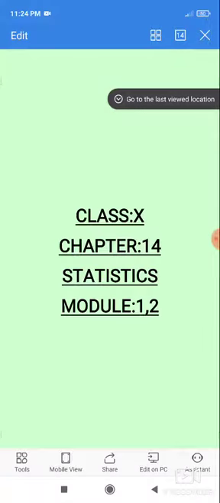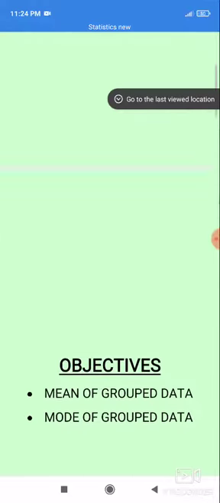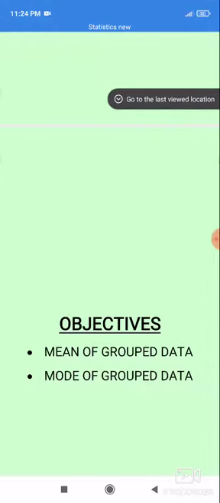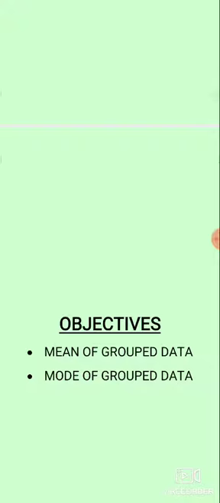Class 10, Chapter 14, Statistics, Module 1 and 2. Objectives. In this module, you will learn about mean of grouped data and also mode of grouped data.